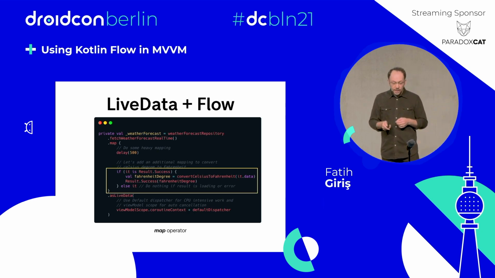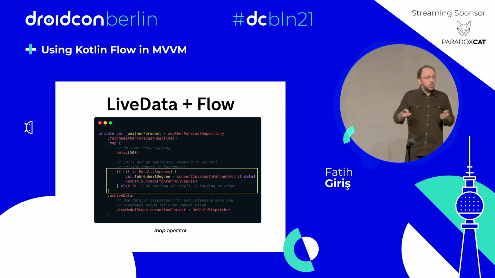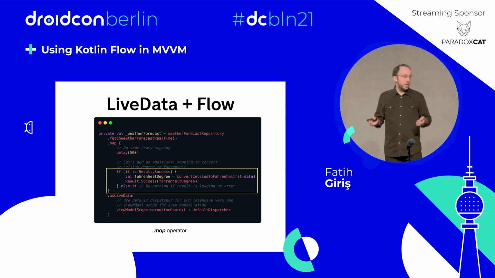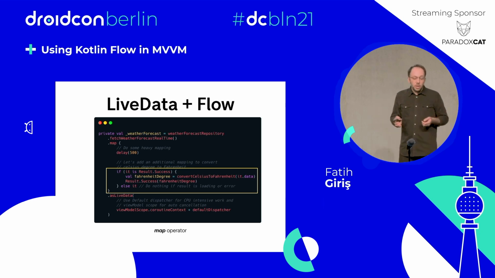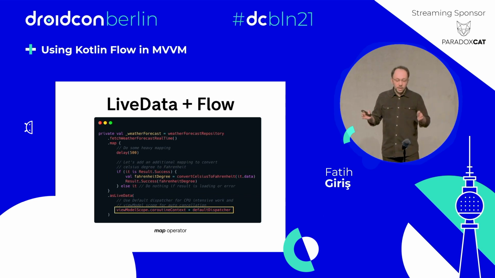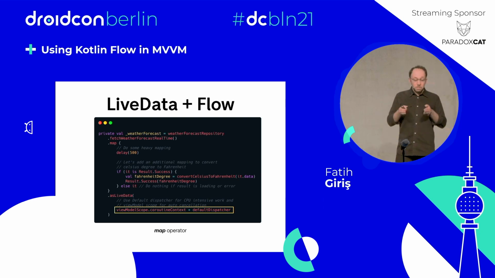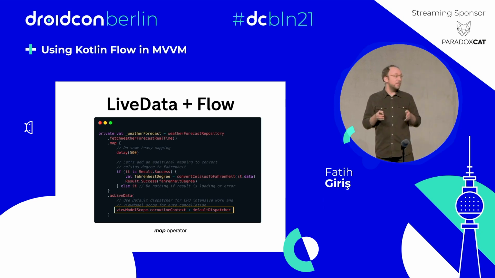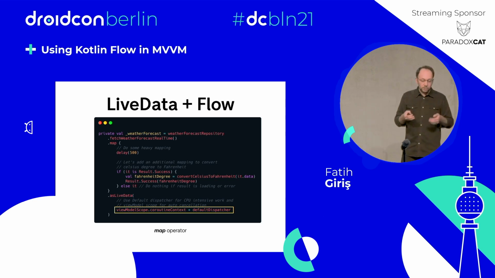So in this case, let's say you are getting some Celsius degree from the server and you want to convert it to Fahrenheit. You can just easily do it with the map operator. And the scope that you're converting it to LiveData here is the ViewModel scope, with the coroutine context Dispatchers.Default. So the map operator is going to be handled by a thread from the default dispatcher thread pool, which means that it's going to be handled in the background.